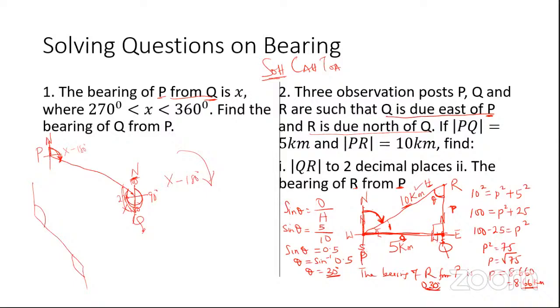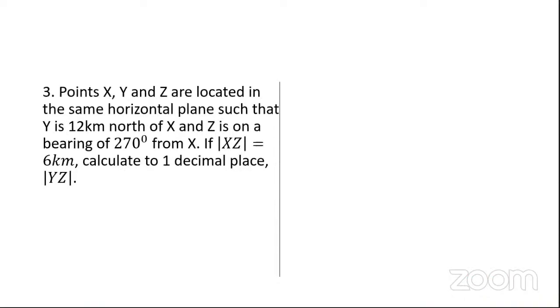So going to the next question. We have a question here. It says points X, Y, and Z are located in the same horizontal plane such that Y is 12 kilometers north of X, and Z is on a bearing of 270 degrees from X.